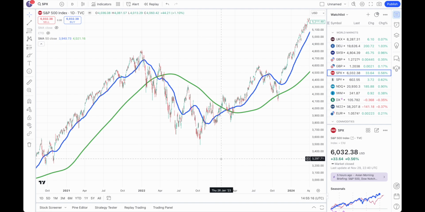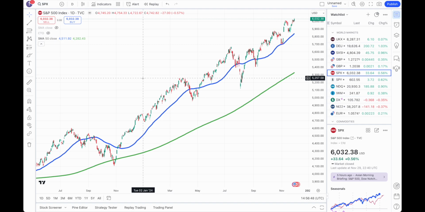The opposite to that is the golden cross. So this is when a shorter term moving average crosses above a longer term moving average. So the 50 SMA crosses over the 200 SMA. And you could see that the price started trending up after that.